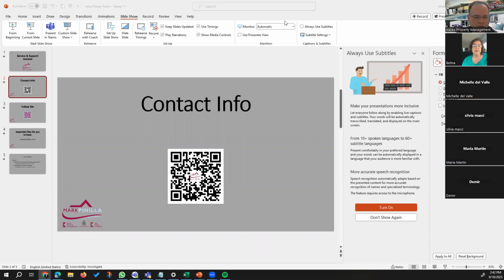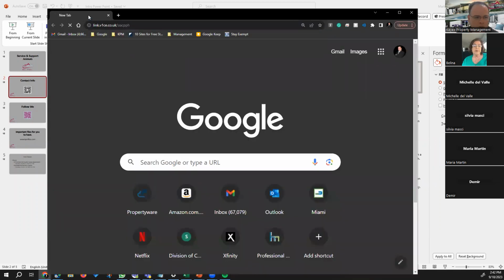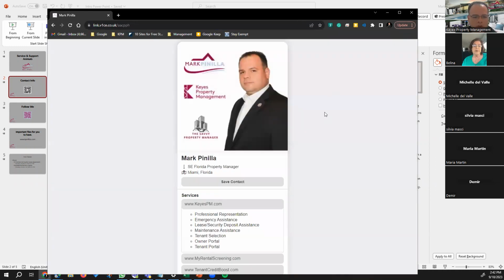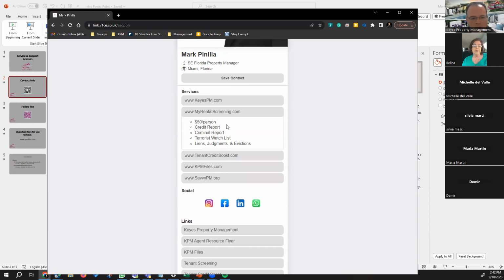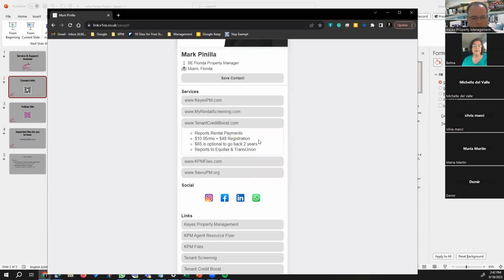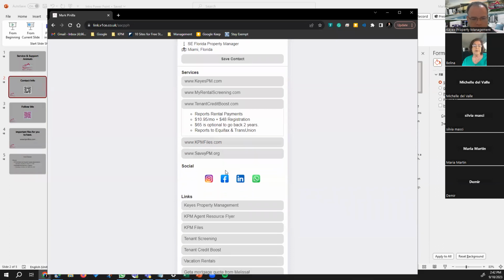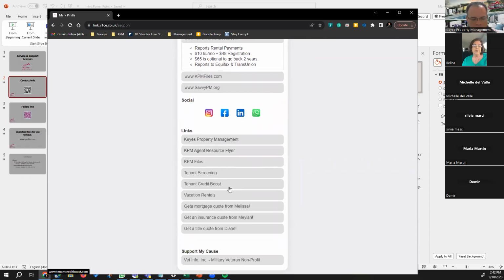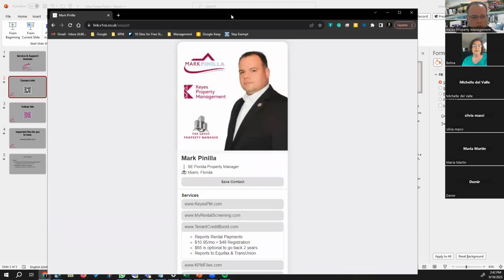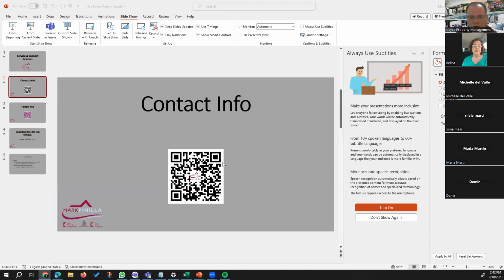So when you go to this QR code, you will get this page. And this page is full of information. Talks about Kai's property management and the things that we do. Talks about rental screening, how much it costs, the things that we cover, tenant credit boosts as well. The KPM files link goes straight there. My Savvy PM website, which is my property management blog that I've been creating, my social media, all the links again. So all this information is there for you guys whenever you want. All you need to do is have this QR code, scan it, and save it on your phone as a link.